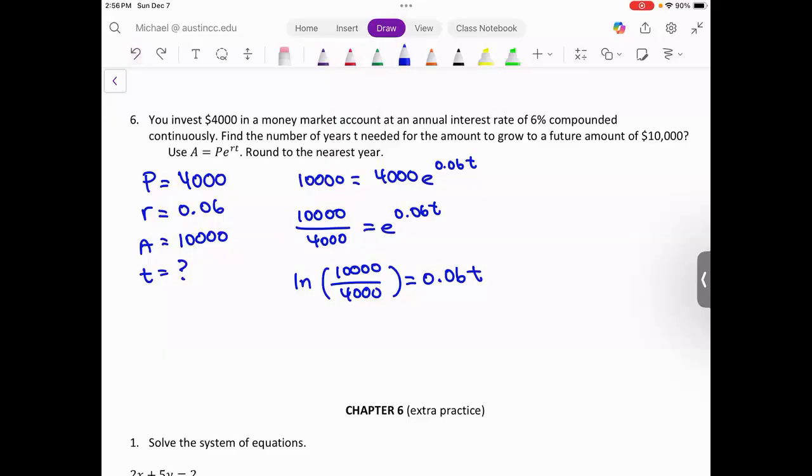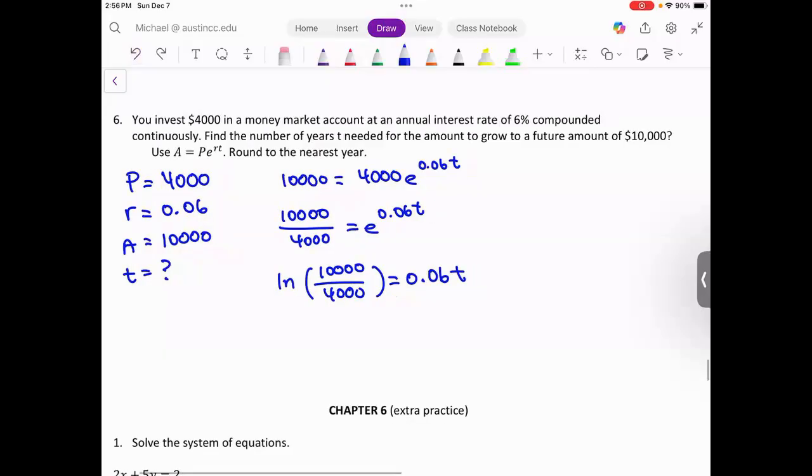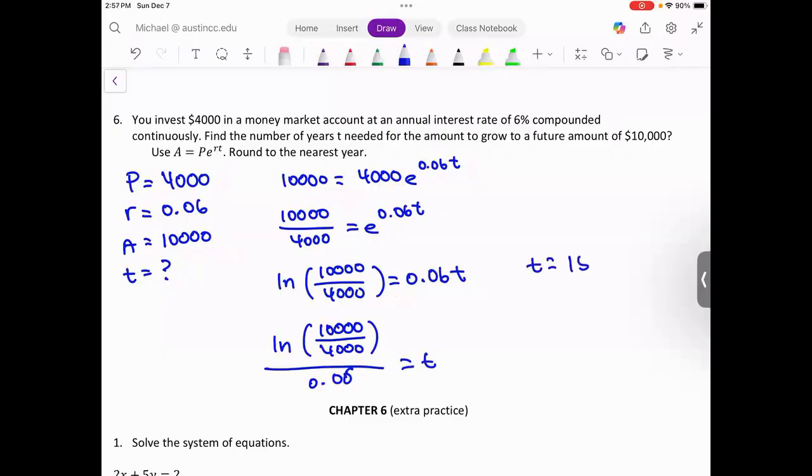Okay, so now if we divide each side by 0.06, that is natural log of 10,000 divided by 4,000, divided by 0.06. And it'll be equal to t. So when we plug that into our calculator, we get t is 15.27. Round to the nearest year. So it would take 15 years to grow that initial investment to $10,000.